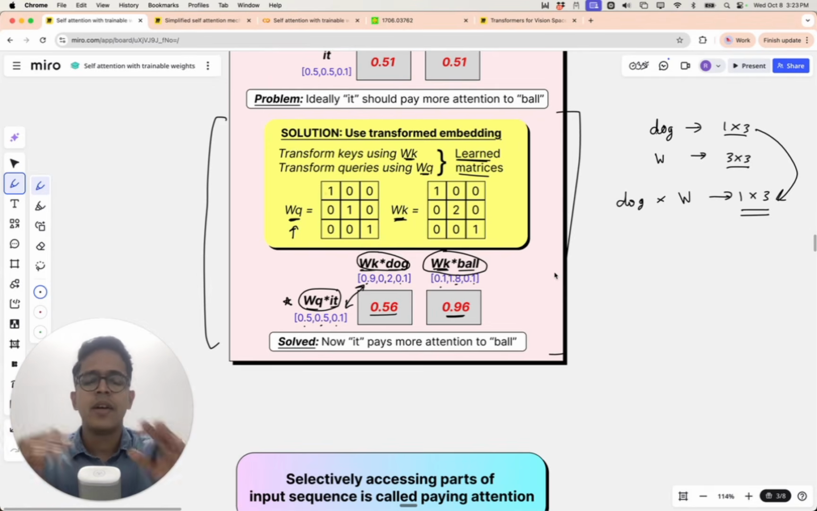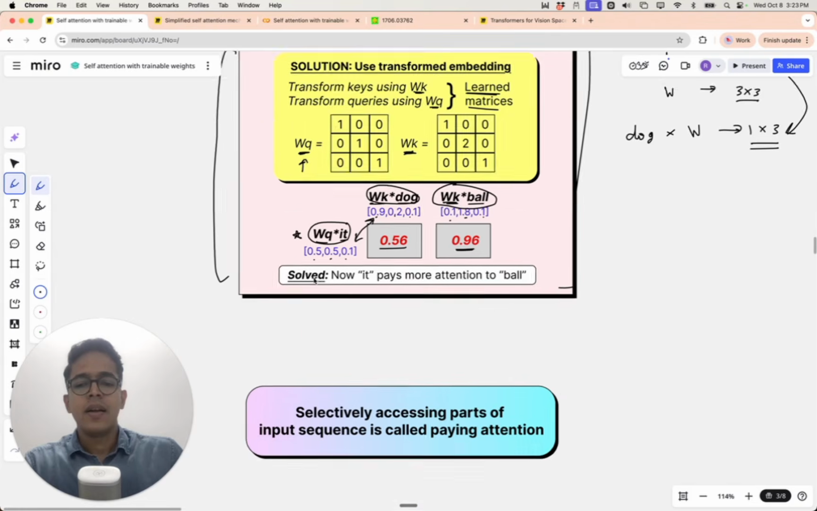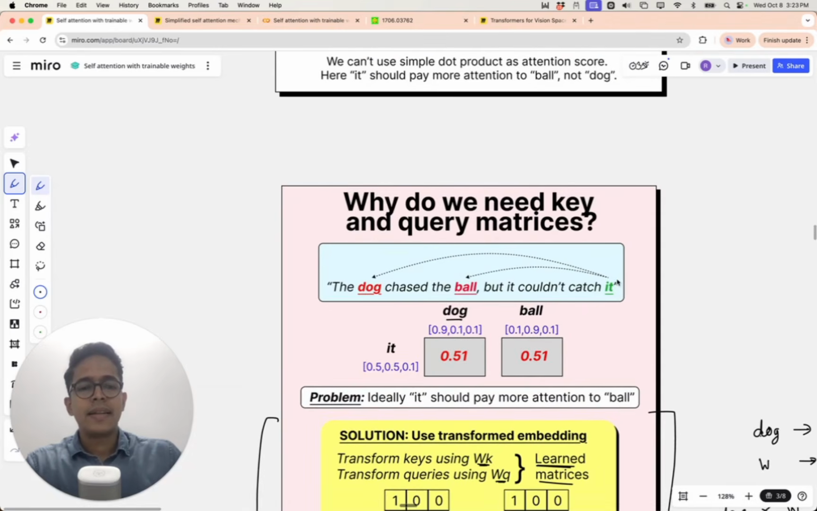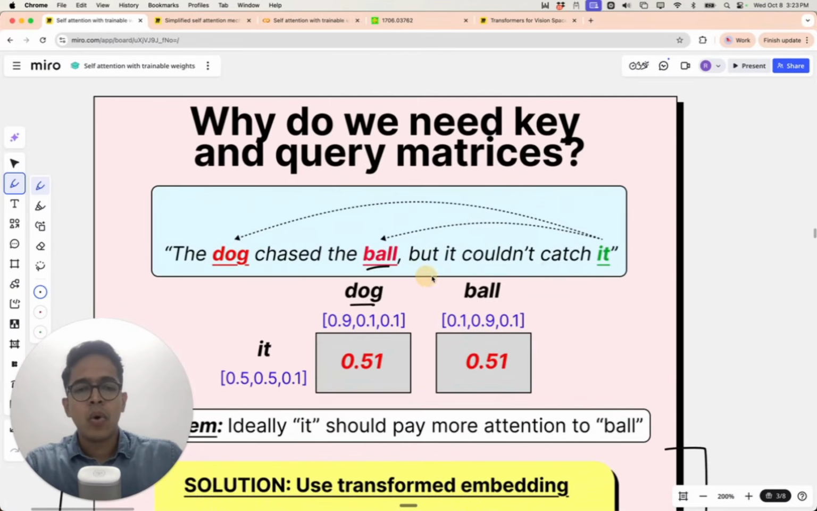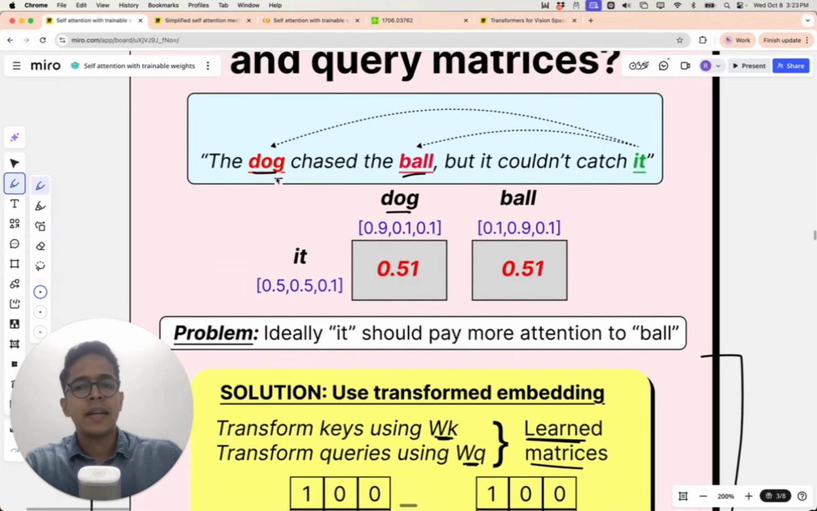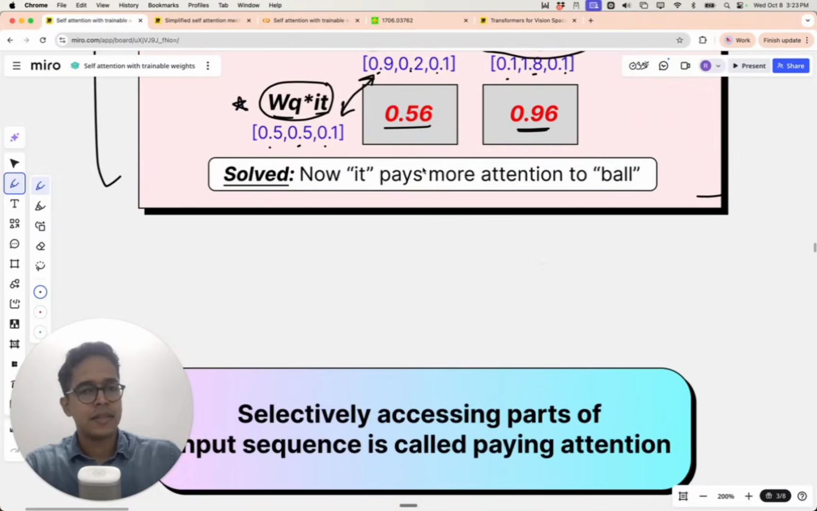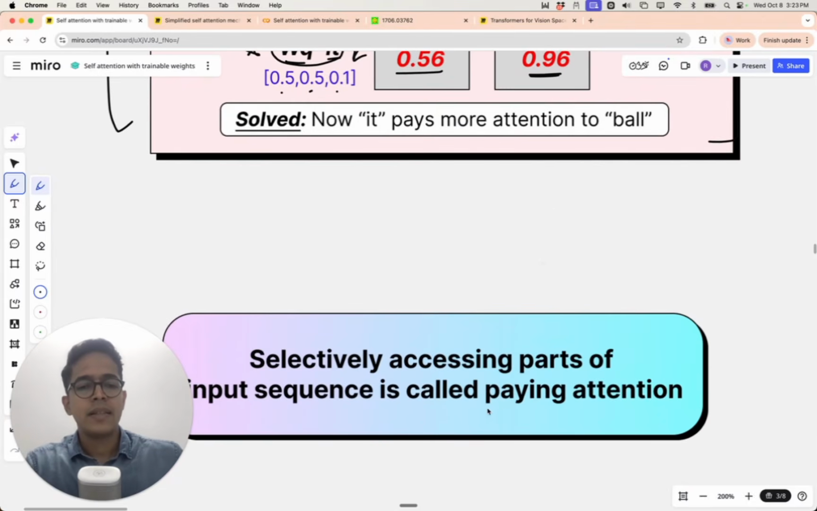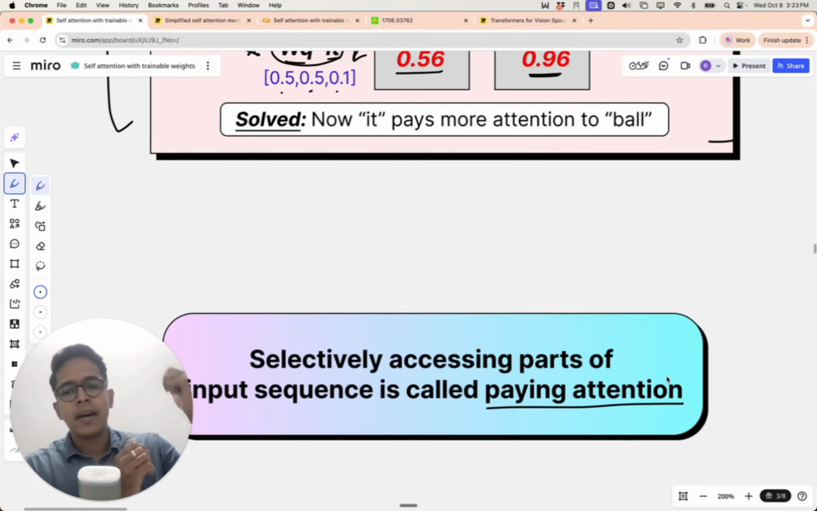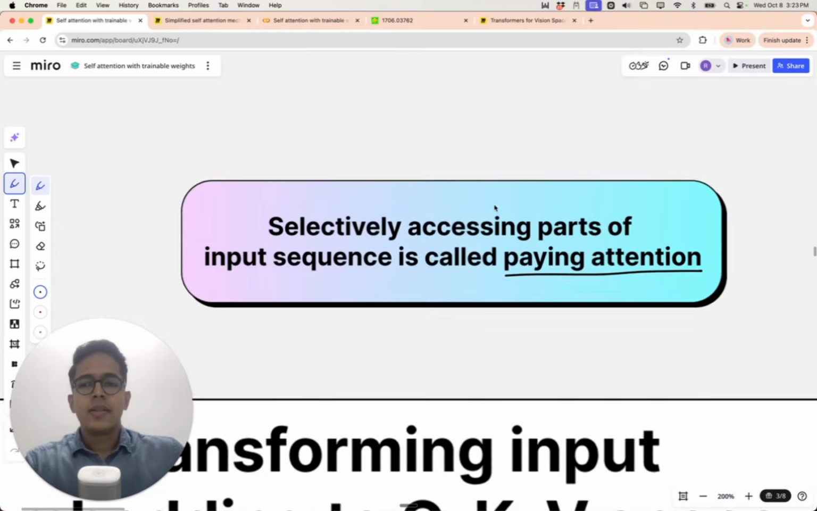So before the dot product, we want to transform the input embeddings. Now, by paying attention, what we mean is we are able to selectively access parts of the input sequence. So what do I mean by that? Here, it is selectively accessing ball more. How? Because the attention score is 0.96, higher than for the word dog, because the attention score between it and dog is 0.56 after transforming, right? So paying attention is simply a fancy way to say the current query is attributing more importance to this particular key than other keys. All right. So far, so good.